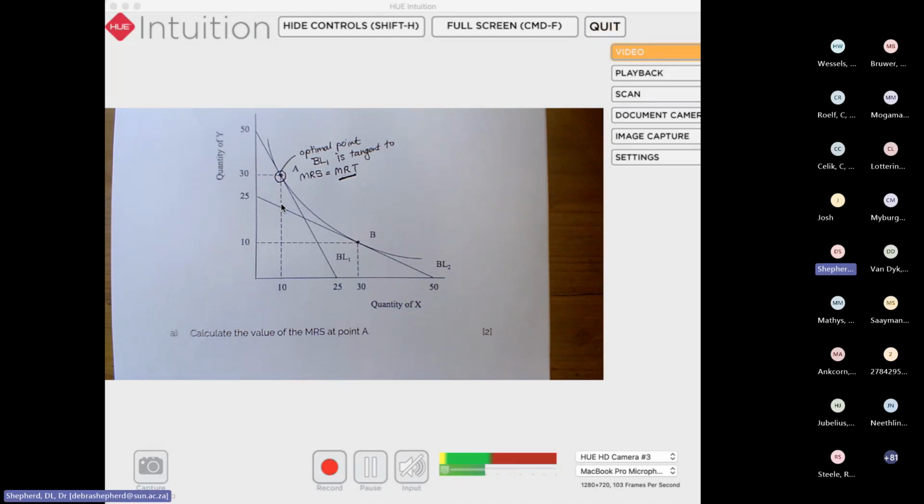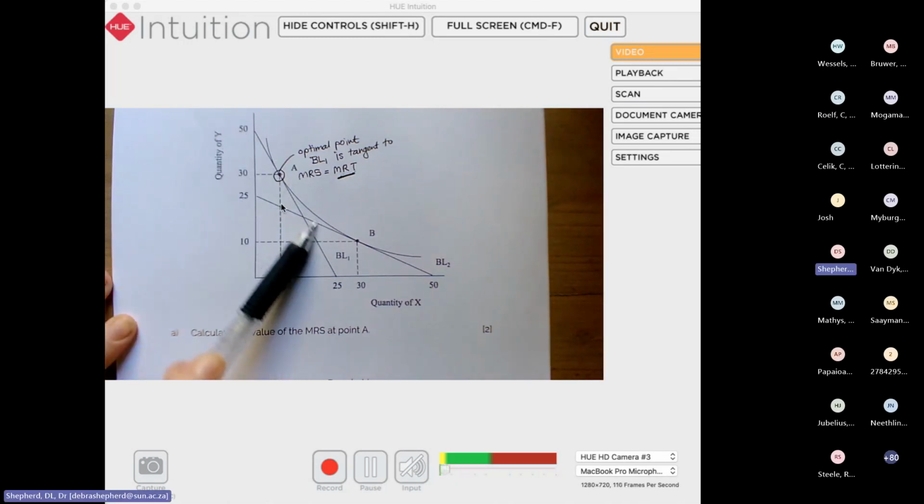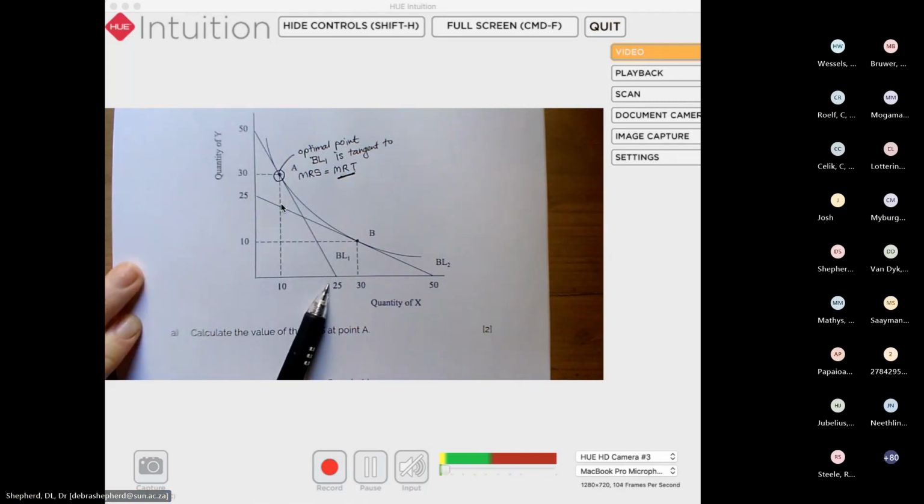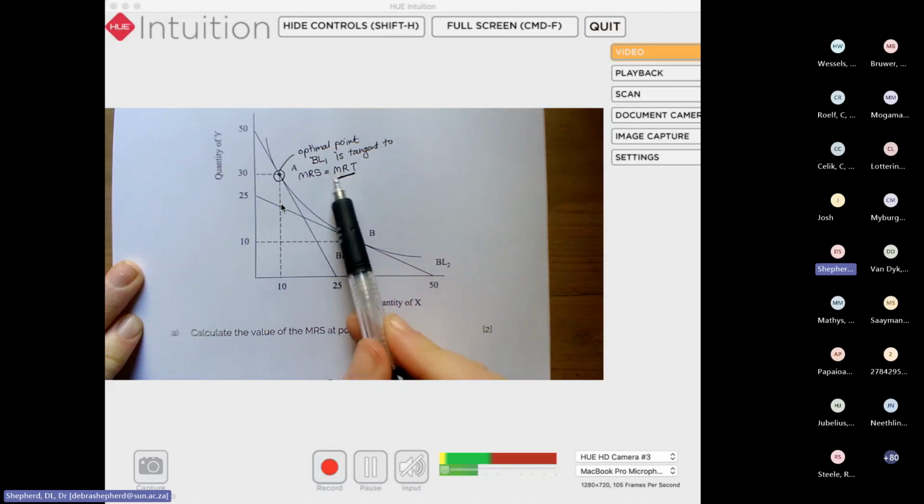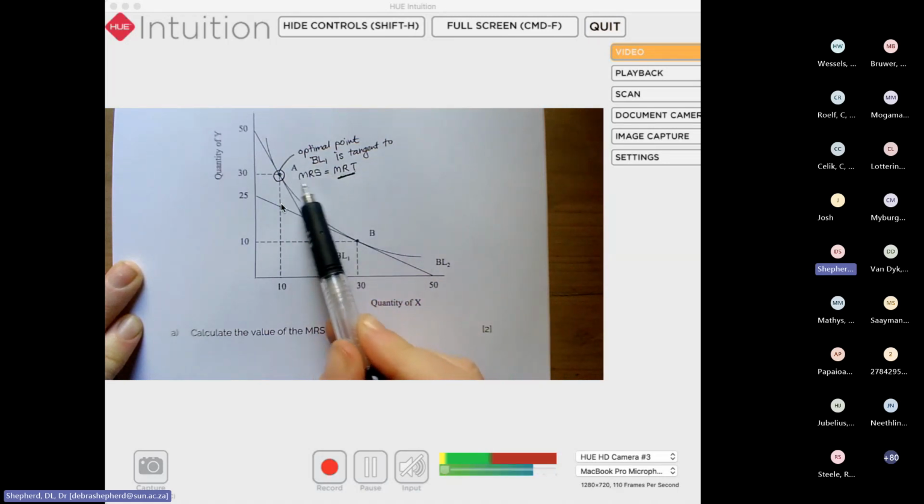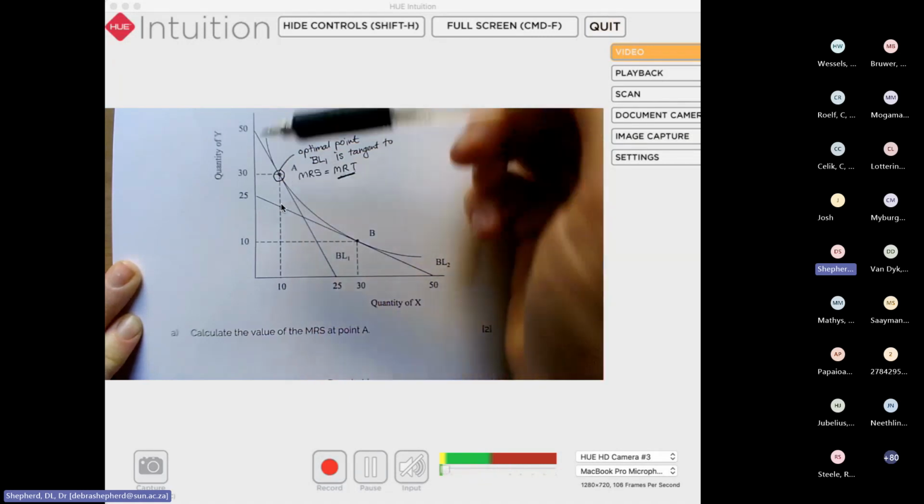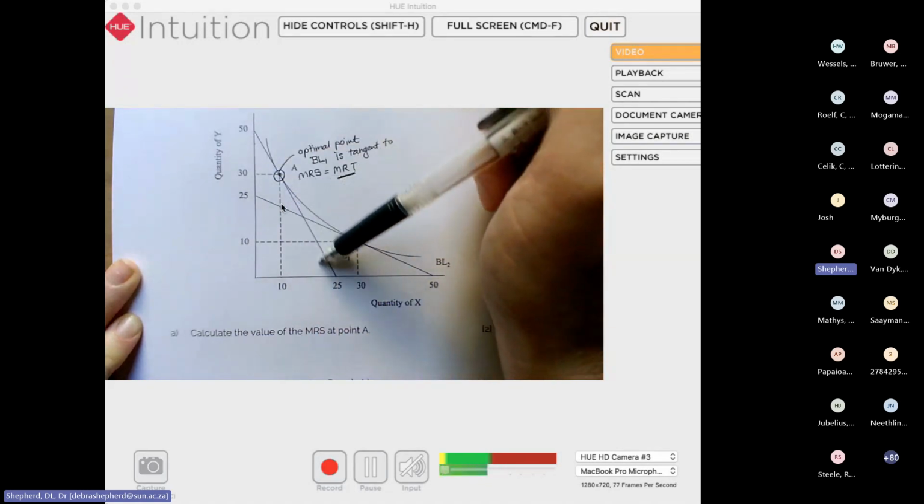Change in Y over change in X. Yes. So I would be able to use the slope of this line to calculate the MRT, and that would then tell me what the MRS is. So what is the slope of this line?